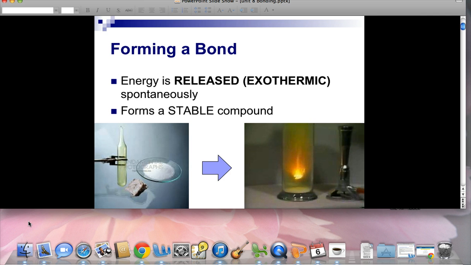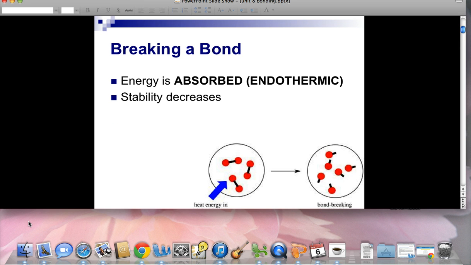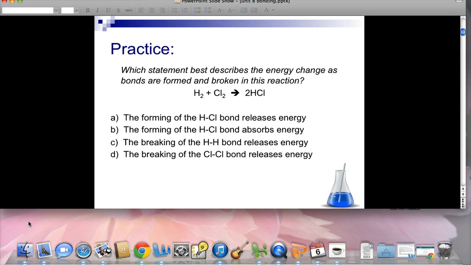So when forming bonds, energy can be released, known as an exothermic reaction, and these tend to occur spontaneously, and they tend to form very stable bonds. We can also have a breaking of bonds, and when this happens, energy is absorbed, and that would be an endothermic reaction. The stability will decrease, and an example would be ripping 2 atoms apart, and this will require energy. Think of 2 hydrogen atoms. To rip those apart takes a lot of energy.